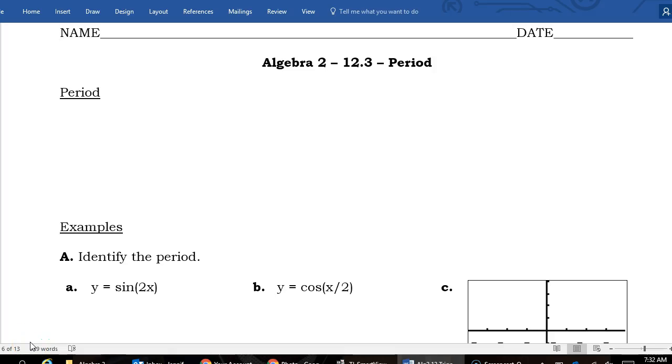This is Algebra 2, Lesson 12.3, period. So the period of a function is how long it takes to complete one cycle or one revolution.